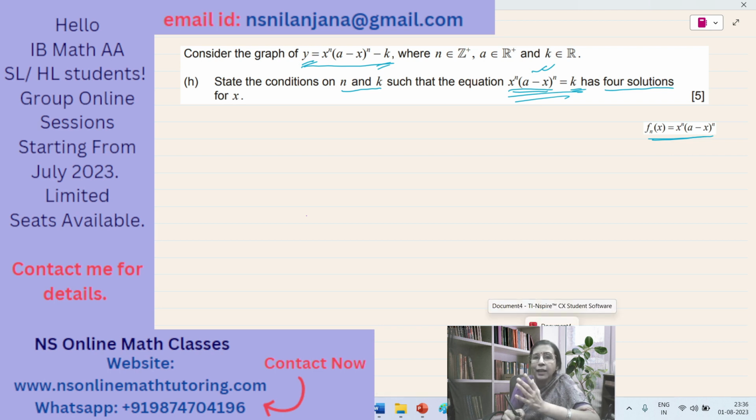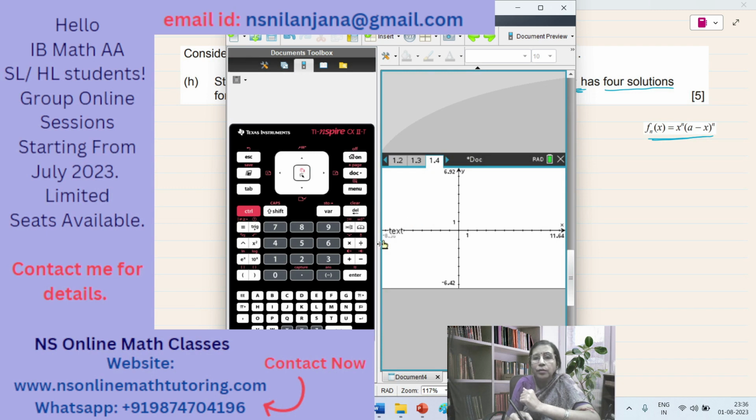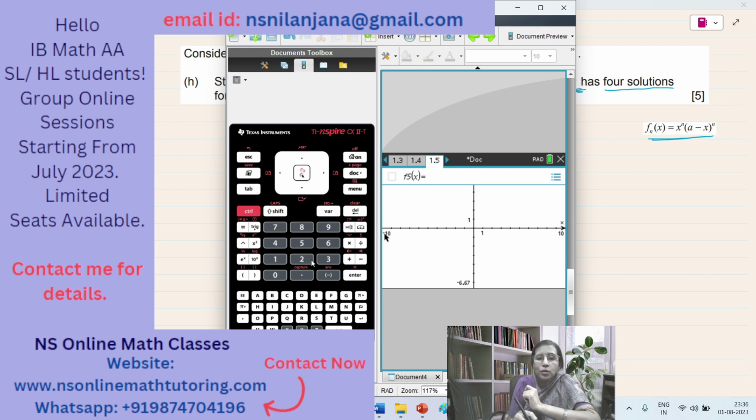So we are taking a as 3. Okay, let me just escape, or let me take another one. Fine. So over here, I'm taking x to the power of 2 first of all, times a is 3. So 3 minus x raised to the power of 2.